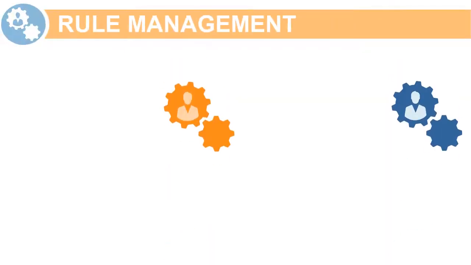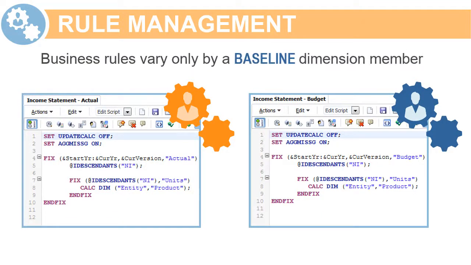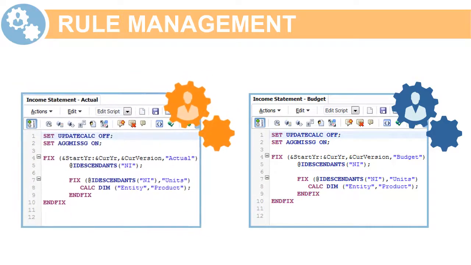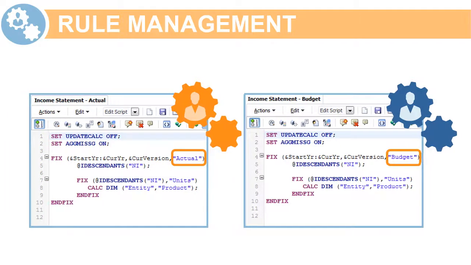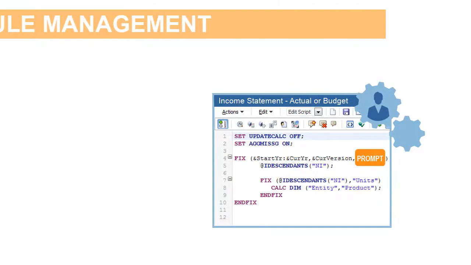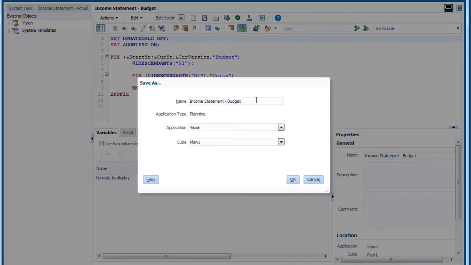Here's another common rule management issue. In many cases, business rules are the same and vary only by a baseline dimension member, scenario or year, for example. In this example, I have identical income statement scripts that vary by scenario. Instead of using separate rules, I'll use a runtime prompt to leverage the same rule for both scenarios. First, save the rule with a new name.